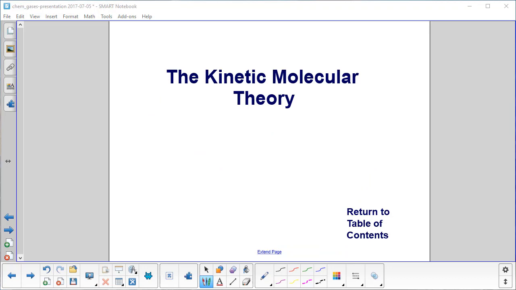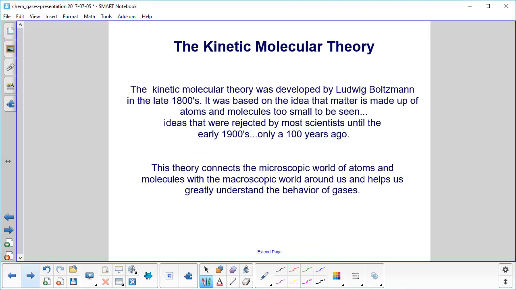The kinetic molecular theory. This theory was developed by Ludwig Boltzmann in the late 1800s. It's based on the idea that matter is made up of atoms and molecules that are way too small to be seen. These ideas had actually been rejected by most scientists until the early 1900s, so Boltzmann was a bit ahead of his time there.